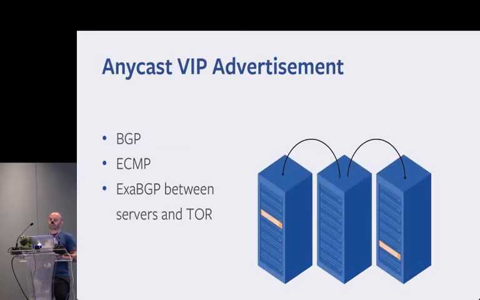I talked about injecting IPs, advertising IPs. So here we basically use BGP and ECMP. The server will tell the top of rack over BGP that it can serve this IP. ECMP will basically deal with balancing that traffic. And to talk BGP, we use ExaBGP, which is basically a Python software that knows the BGP protocol, but won't do anything else unless you tell it to.